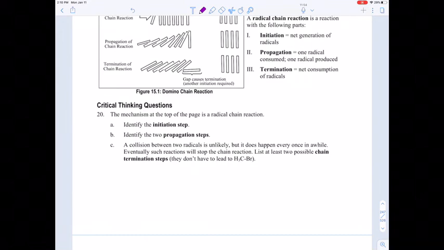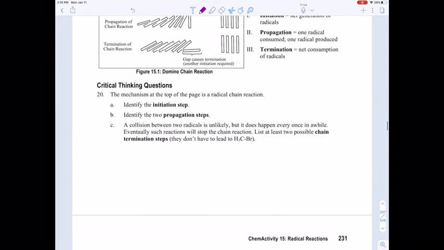List at least two possible chain terminations. They don't all have to end up as being bromomethane. Okay, I want you to hit pause here, and I want you to give me three possible, well, they say two possible. I think you can do three possible termination steps. I'll give you the first one. Bromine radical plus bromine radical is going to give that. Okay, now hit pause and come up with the other two.